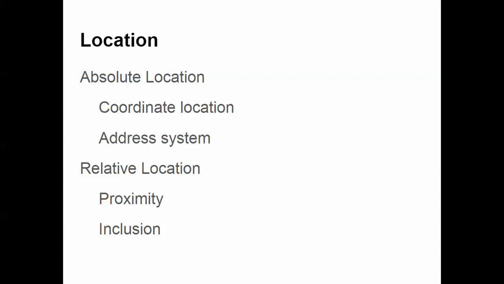And again, for your quiz, think about this. There's 2 types of locations: absolute location and relative location. They're both fairly simple in terms of what we understand about them, and at least for this class, all you need to know are those basic ideas.